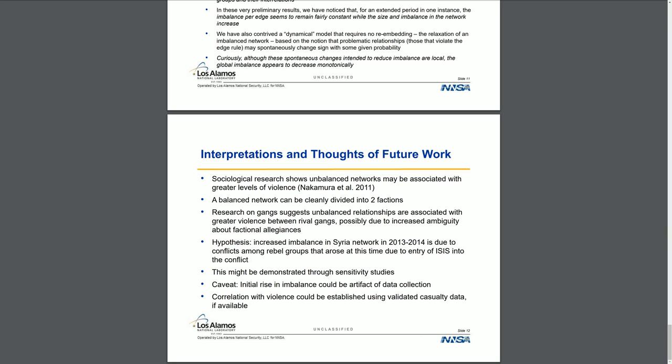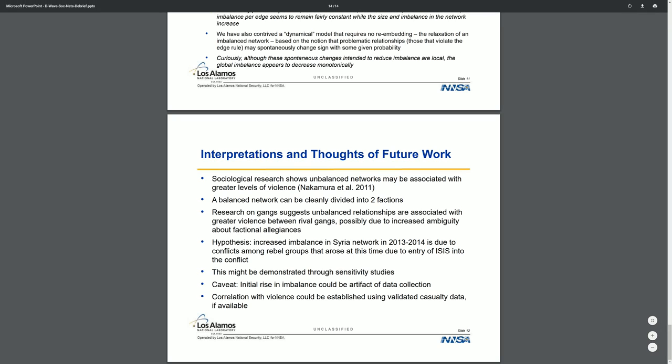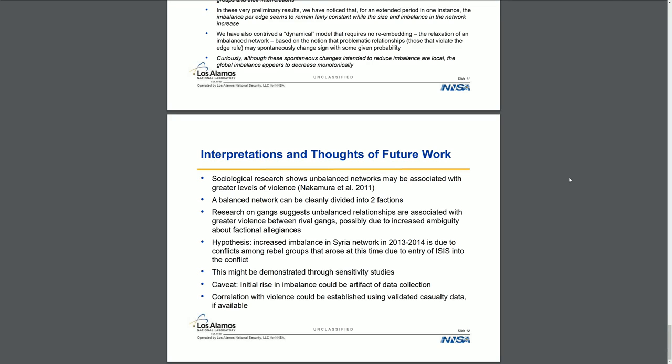Hypothesis: increased imbalance in the Syrian network in 2013 to 2014 is due to conflicts amongst rebel groups that arose at this time due to the entry of ISIS into the conflict. I mean, this is terrible stuff. This is stupid and terrible stuff. I have to say, something is terribly wrong when you do terrorist things. We can see that again from the other one, yeah.